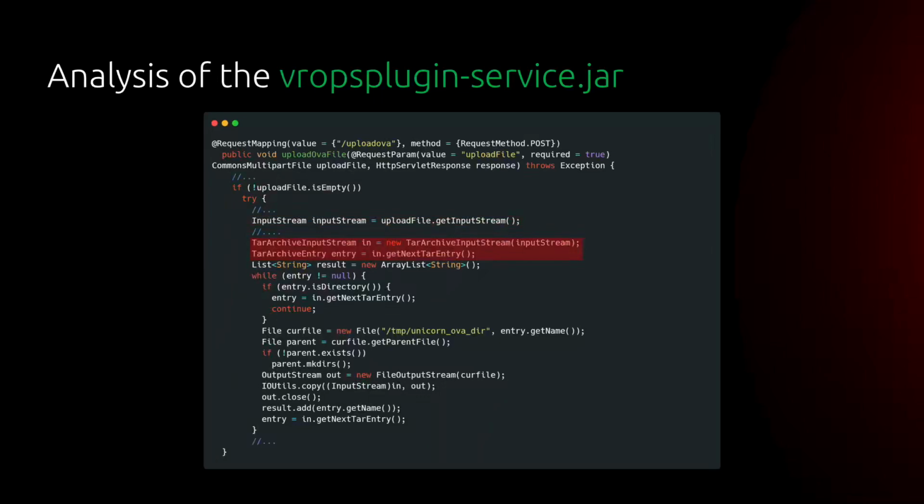It opened the resulting data as a tar archive and retrieved all the archive's entries. While iterating over all the entries, a copy of each current entry was created on disk using the file name convention /tmp/unicorn_ova_dir plus the entry name. This was where we noticed that the names of the tar entries are not filtered. They are simply concatenated with the string /tmp/unicorn_ova_dir. The file is created at the resulting location.